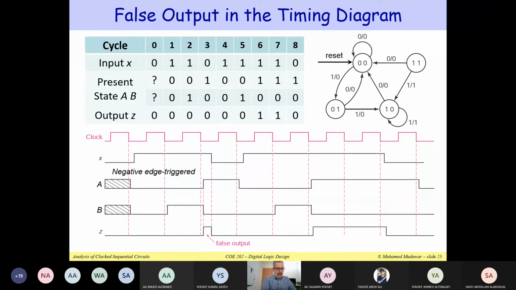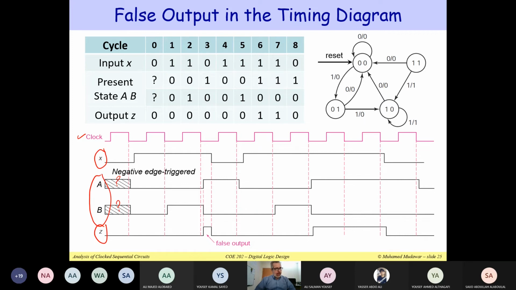So you can look at the clock. This is the clock, which is a periodic signal. This is my input x. And we can look at the state. The state here is shown by A and B. This is my input x. This is my output z. Now, initially, the state is unknown. So I'm putting a question mark here, because we don't know the initial state unless we reset.